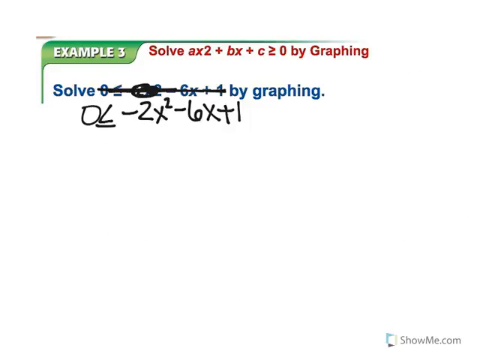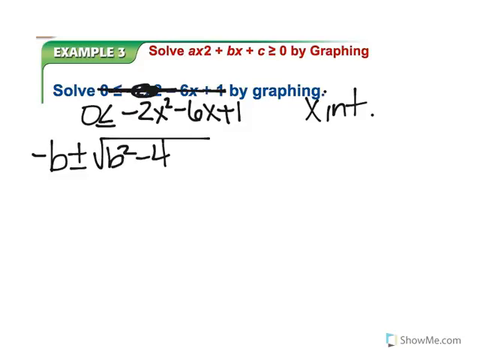Okay? Alright, example 3 says solve 0 is less than or equal to -2x squared minus 6x plus 1. Alright, so the first thing you need to do on this is you need to find your critical points. That means you need to find your x-intercepts. Now, in this question, we're actually going to do that by using the quadratic formula that we learned a couple lessons ago. So we're going to use -b plus or minus square root of b squared minus 4ac divided by 2a. And this is going to give us our two x-intercepts that we need.